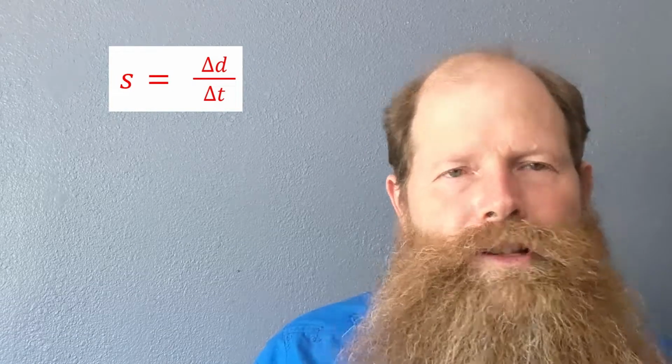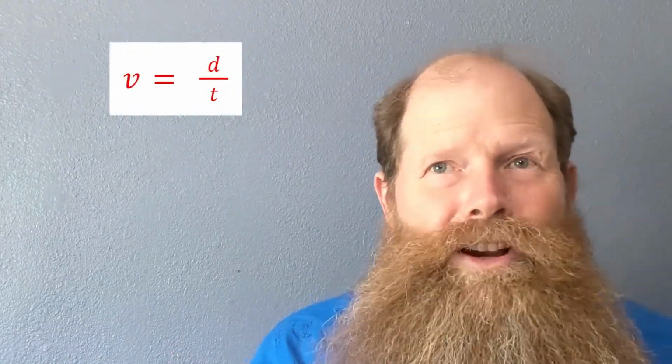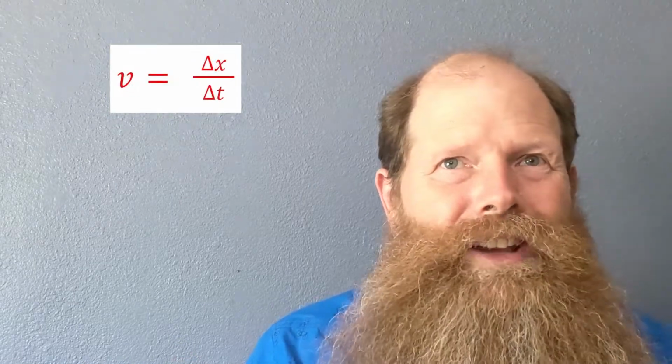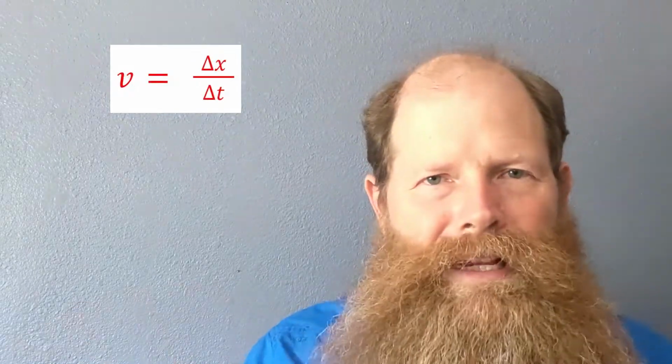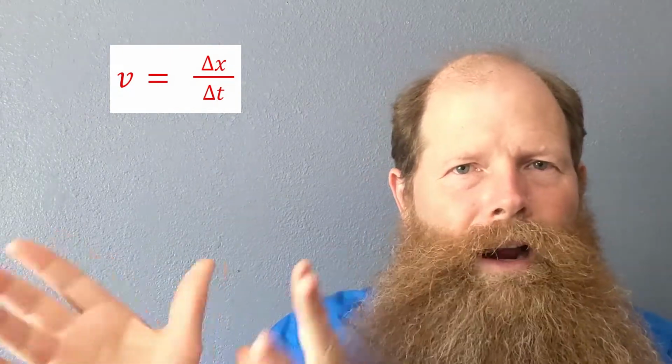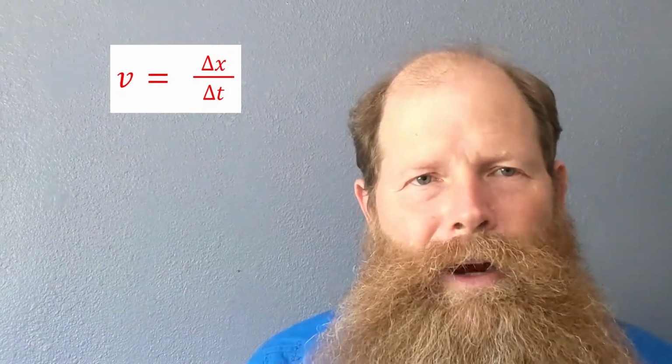If you're somewhere else or using a different physics textbook, you might see v equals d over t or v equals delta x over t. All those are fine. They get the basic idea. Yes, we're going somewhere. However far we go, it's divided by the time.